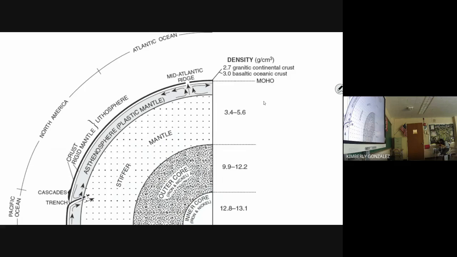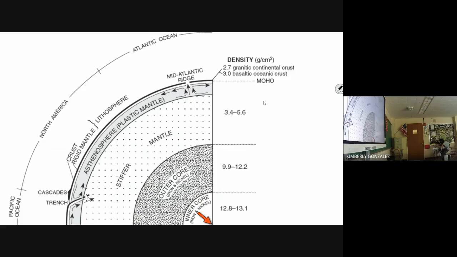So that represents where one layer ends, the other one is going to begin. The very outer portion of our Earth is the lithosphere. Where the lithosphere ends, the asthenosphere begins. As we travel deeper, where the asthenosphere ends, the stiffer mantle begins. We travel deeper, the stiffer mantle ends, the outer core begins. Where the outer core ends, the inner core begins, and we can go as deep as the actual center of our planet.